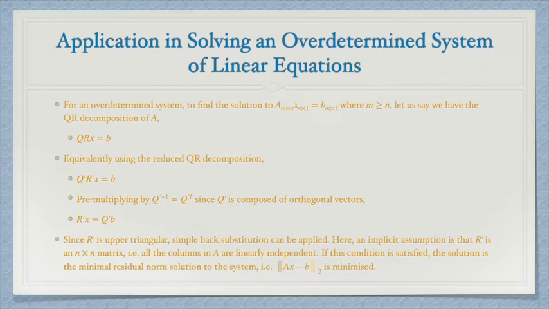Now, since R dash X is an upper triangular system, we can simply apply back substitution, as we did in the case of Gauss-Jordan elimination, on Q dash transpose B, and this will give us the solution for the overdetermined system. Practically, the benefit is that this is the minimal residual norm solution to the system, i.e. this is the solution for which the norm of the residuals, namely Ax minus B, is minimized for any X.